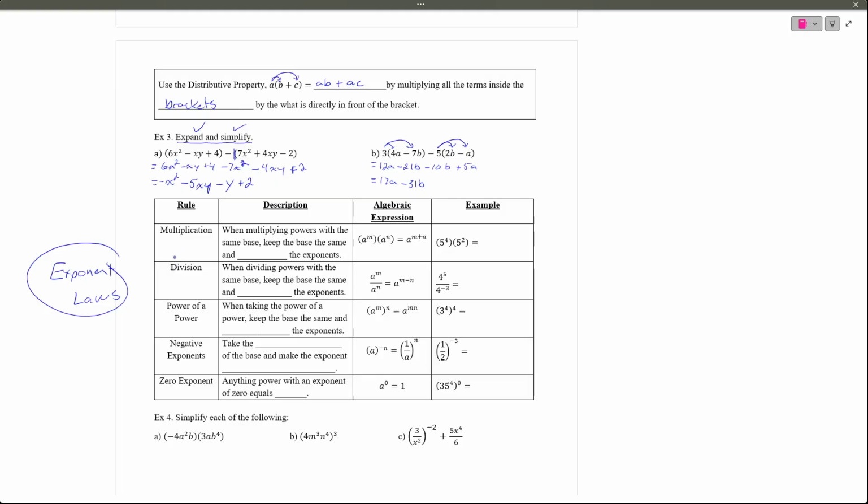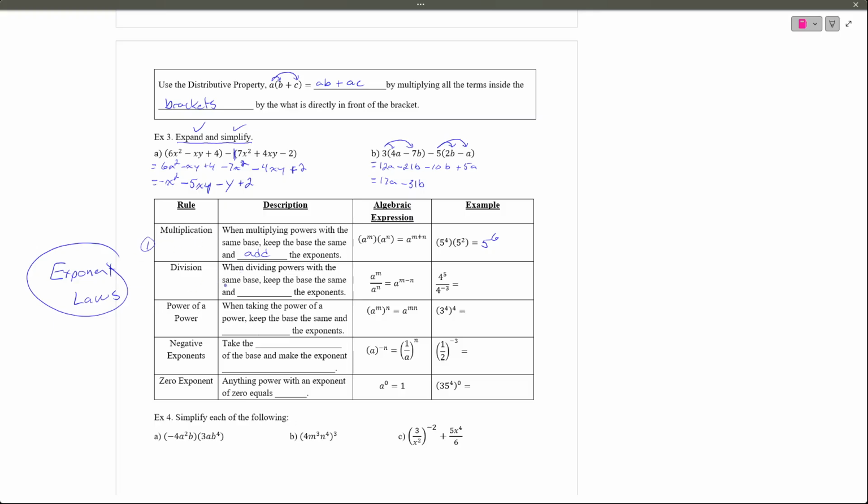Okay, so when we're multiplying powers with the same base, what we're going to do is keep the base the same, and add the exponents. So over here we have a to the power of m times a to the power of n. They both have the same base, so all we have to do is add the exponents. Here we have 5 to the power of 4 times 5 to the power of 2. So we keep the base and we add the exponents. So it's going to be 5 to the power of 6. So that's our addition. Let's call this rule number 1.